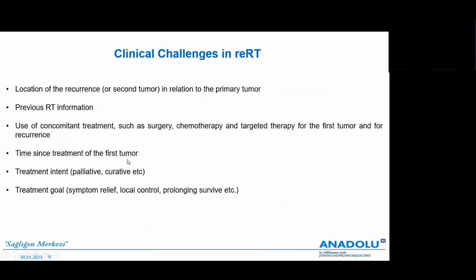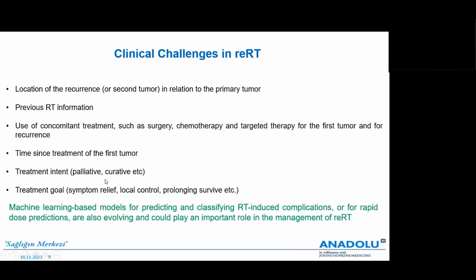And I think the important one for the physicist is the time since treatment of the first tumor, so the interval between the two tumors is very important. And the treatment intent: why are you doing this? Is it curative care or palliative care? These are the clinical scenarios you should take into account with the doctors.